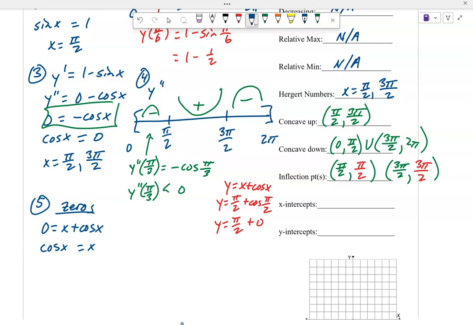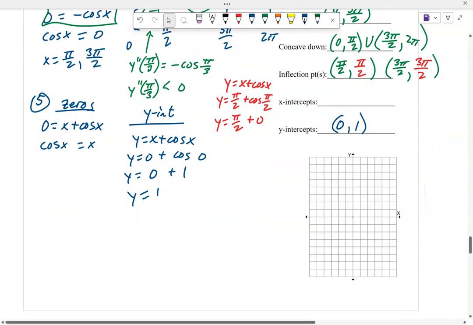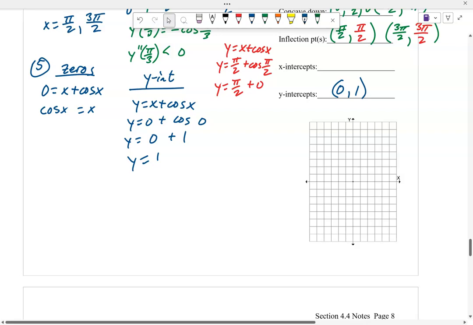And then any y-intercepts. So let's let x be 0. So we got 0 plus cosine of 0 is 1. So we go y equals 1. So the y-intercept is the point 0, 1.